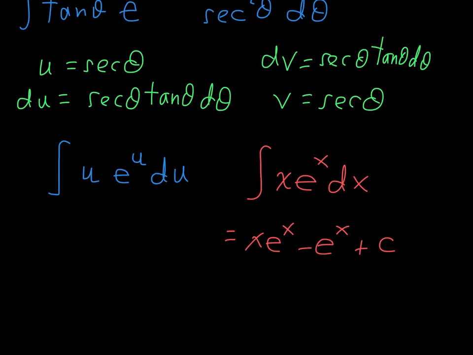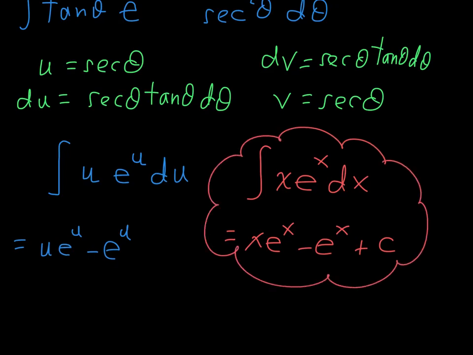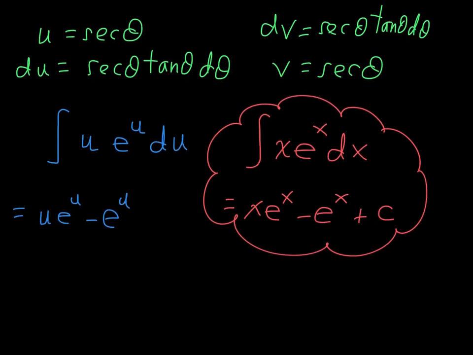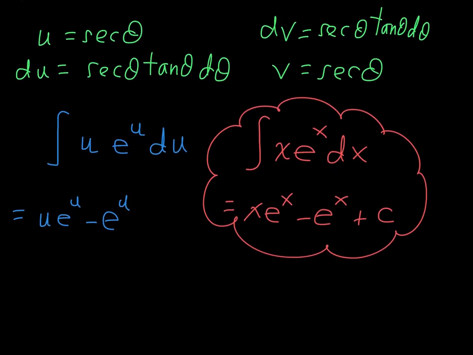So then this here is equal to u e to the u minus e to the u, and then of course plus c. I'll put the plus c on the end. Okay, so please check your notes. We're taking advantage of us already doing this, okay? Now, let's remember what u is. It's still on the screen. I almost scrolled too fast here, but u is secant theta.